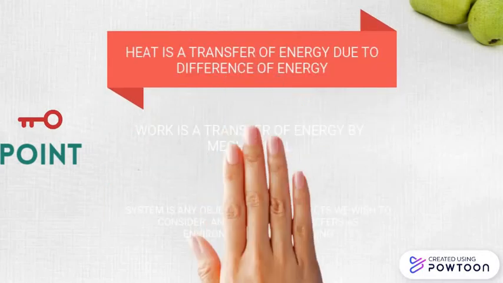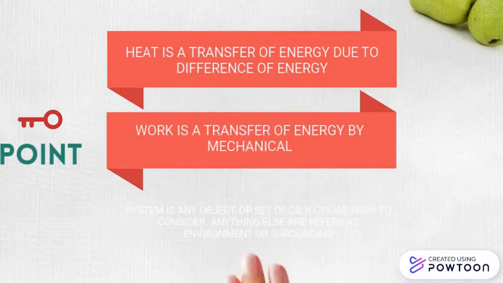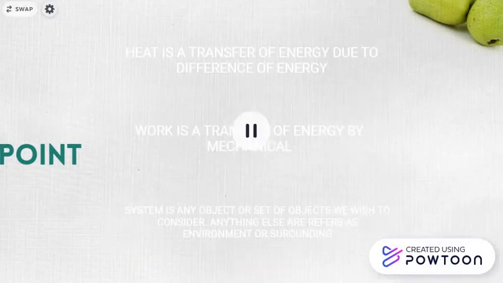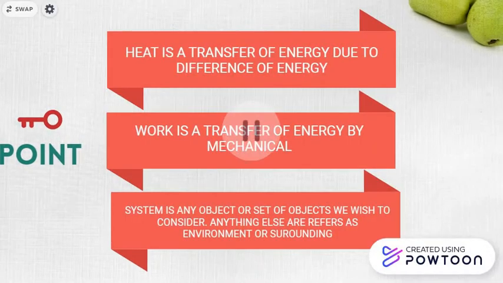The key point is heat is a transfer of energy due to difference of temperature. Work is a transfer of energy by mechanical means, so there is no heat involved. System is an object or set of objects we wish to consider. Anything else is referred to as the environment or surroundings.